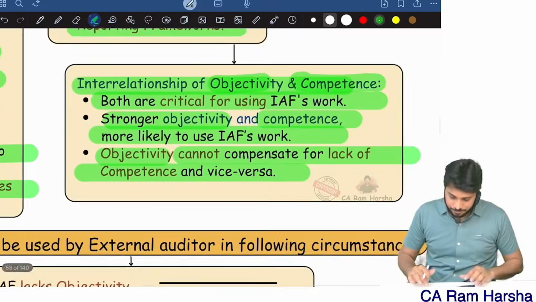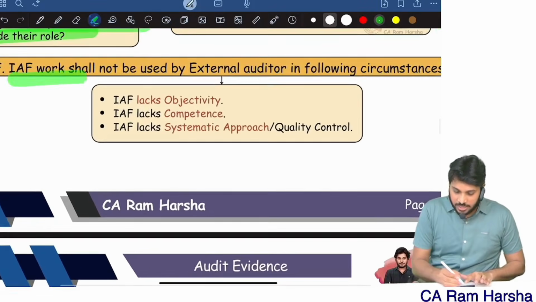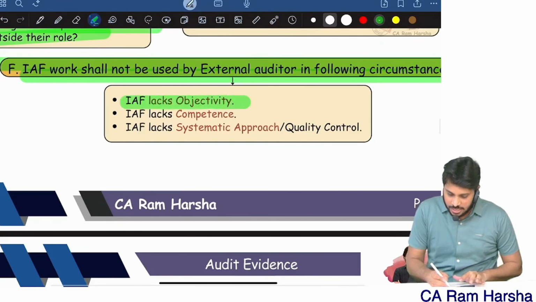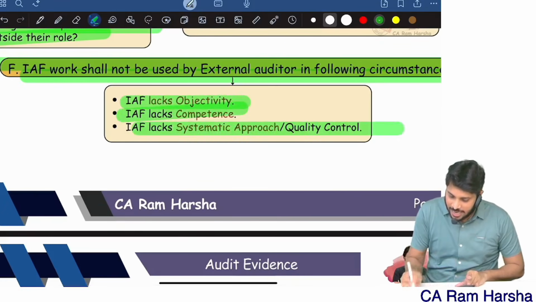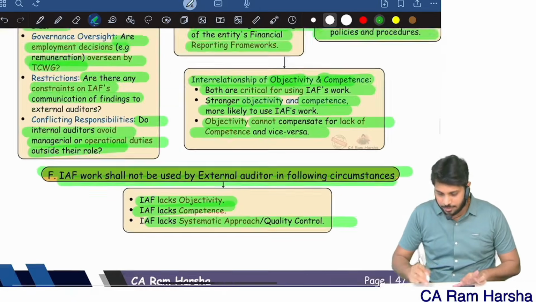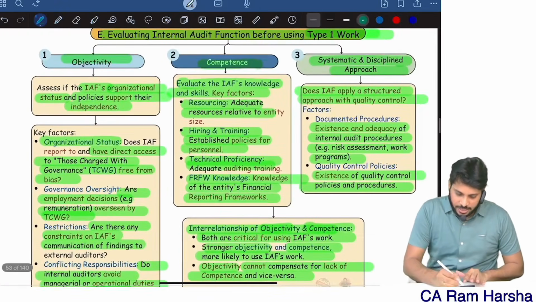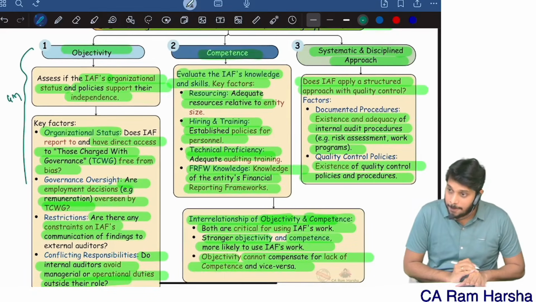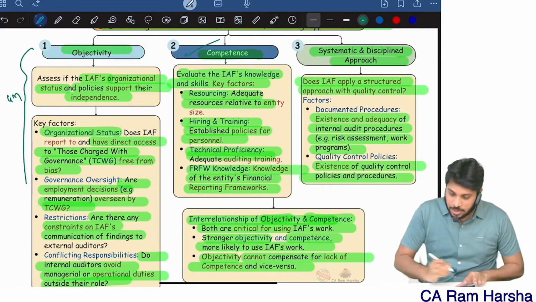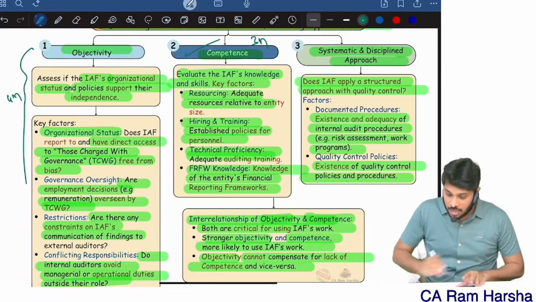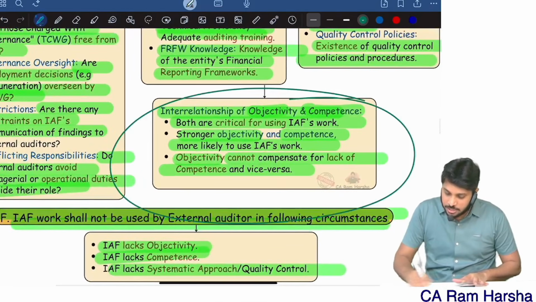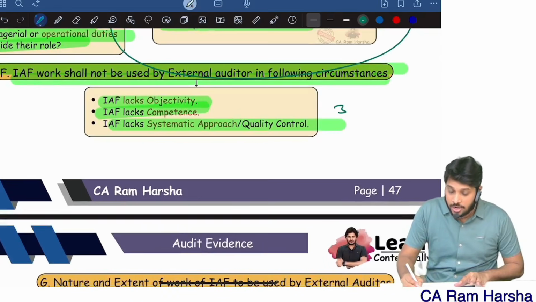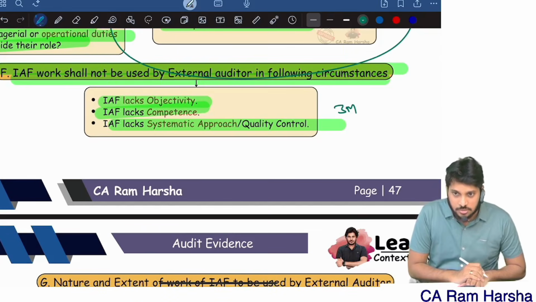Able to understand? Next, in the following circumstances, external auditors shall not use the work of the internal audit function: they lack objectivity, they lack competence, or they lack a systematic and disciplined approach. In the exam, they might ask you like this. Write about objectivity, what are the key factors? A 4 marks question. Or write about competence, what are the key factors? A 3 marks question. Or write about the interrelationship of objectivity and competence, a 3 marks question. Under what circumstances shall the external auditor not use the work of the internal audit function? A 3 marks question. Any way they can ask.